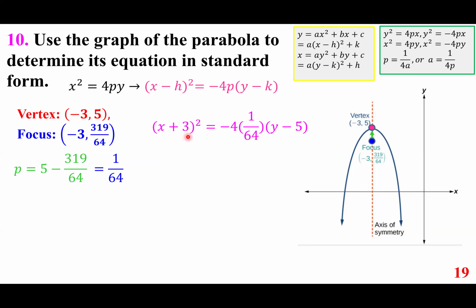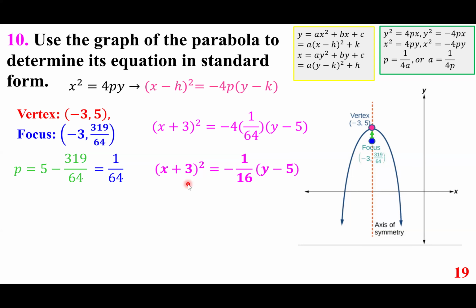Now, x plus 3 squared equals minus 4 times p, 1 over 64, times y minus 5, according to this format. And when we multiply these two, we get negative 1 over 16. In other words, this doesn't change. So this is the format: x plus 3 quantity squared is negative 1 over 16, y minus 5.